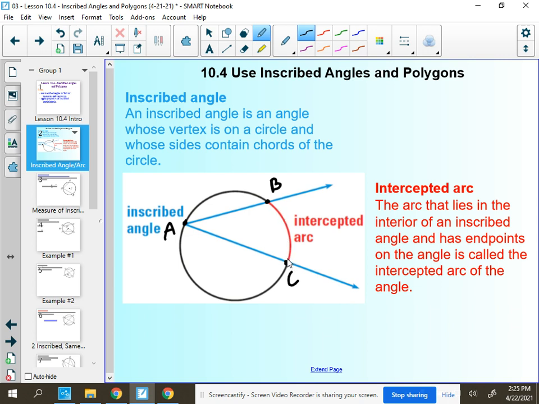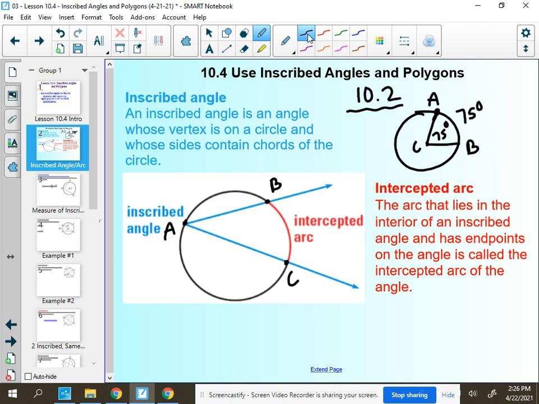All right, so that's some of the vocab. Here's the big reveal. Comparing this to 10.2, as a quick recap side by side: when the central angle was 75 degrees, the measure of arc AB was also 75 degrees. It's not quite the same here. It's a different relationship. That was 10.2; this is 10.4.